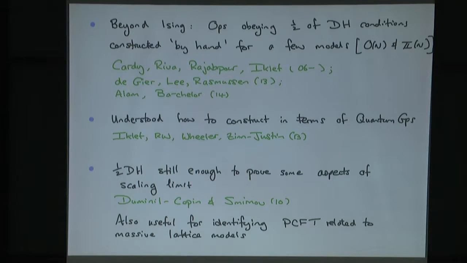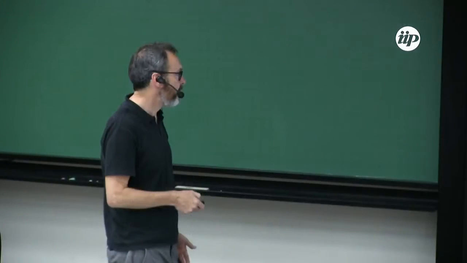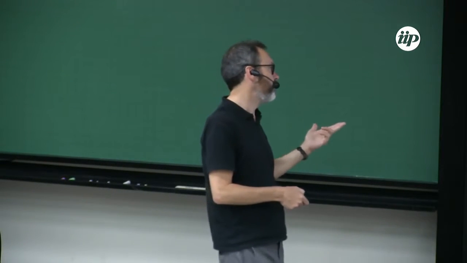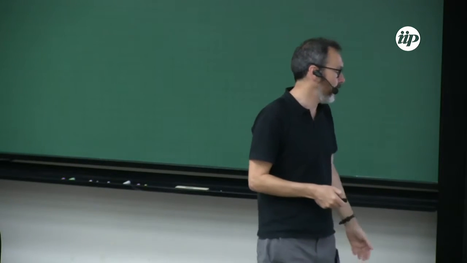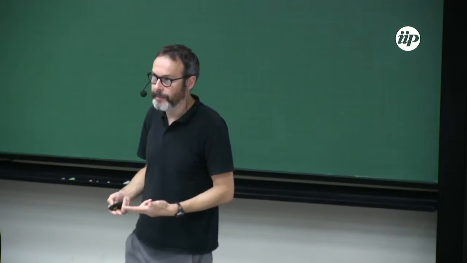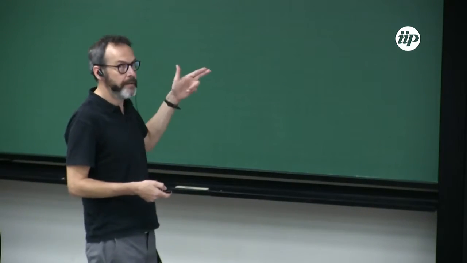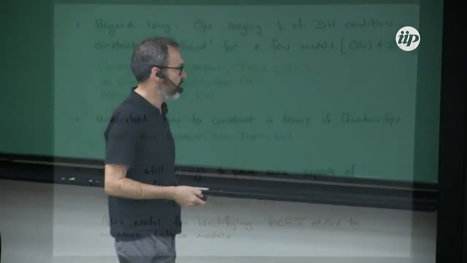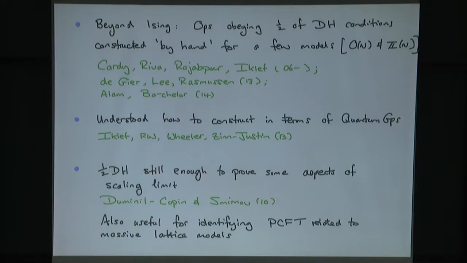So this half discrete holomorphicity is only half of the conditions. Nevertheless, by themselves, they are good for something. Duminil-Copin and Smirnov were able to prove some rigorous results about the scaling limit of O(N) models by just using half of these conditions. Okay, so there are some exact results you can get, and also it turns out that these things are useful for identifying the perturbed conformal field theory related to the massive lattice model you start off from. And I'll tell you a little bit about that in the context of the chiral Potts model.